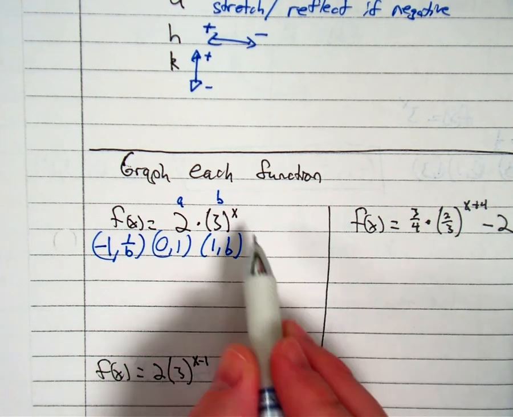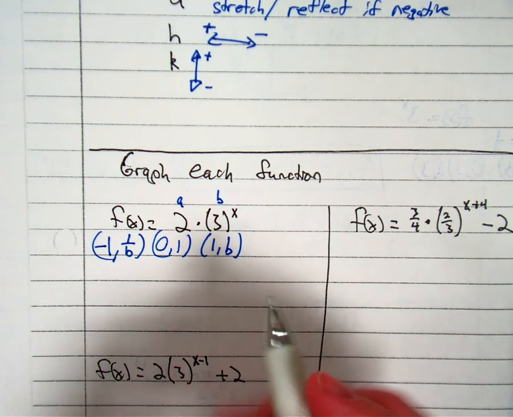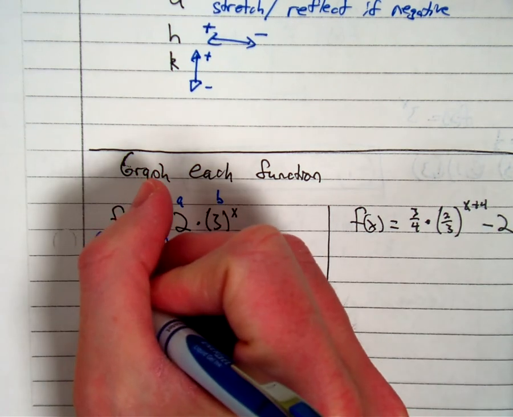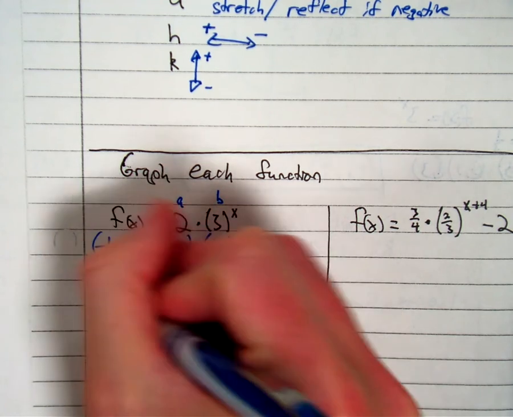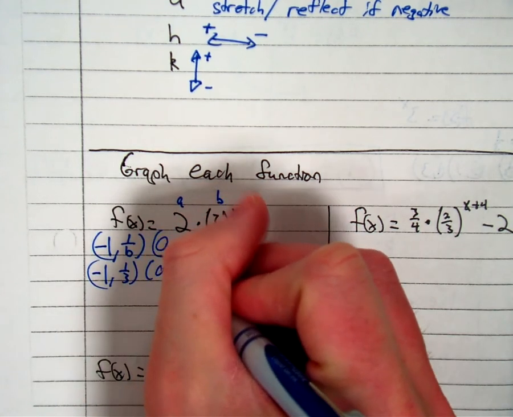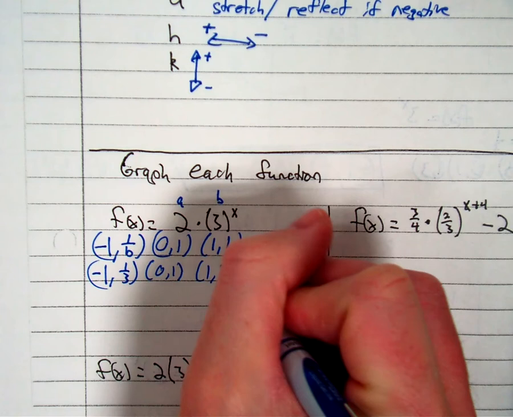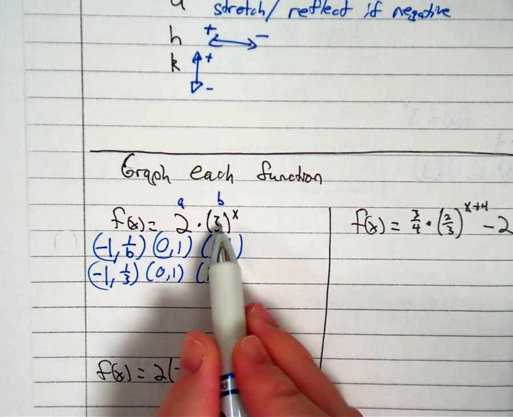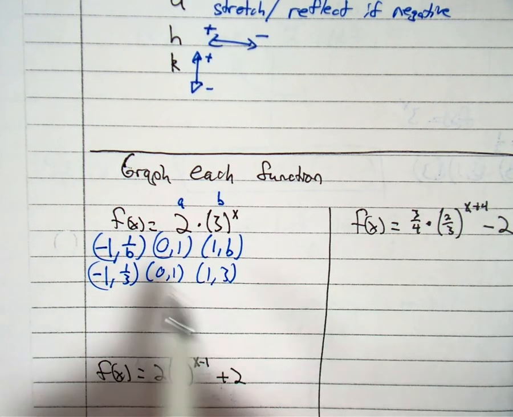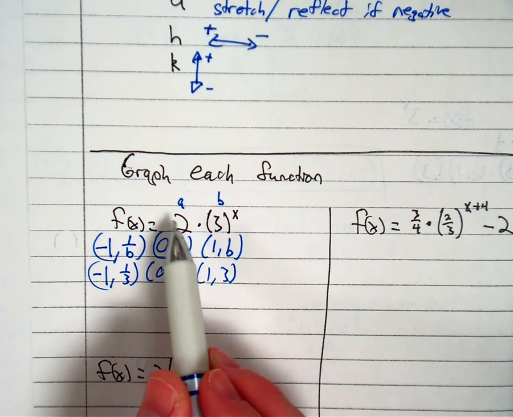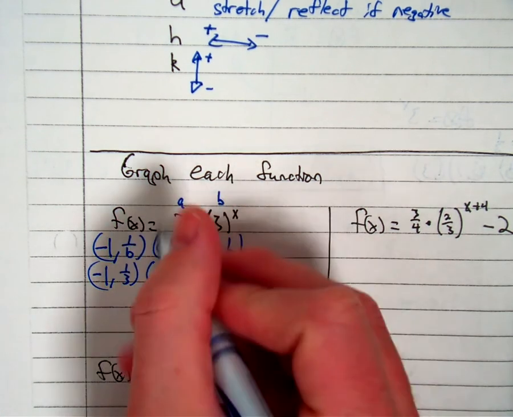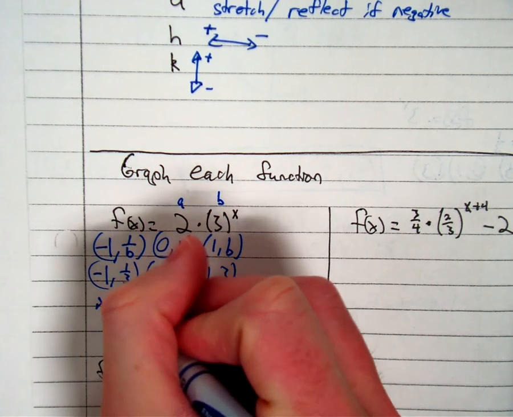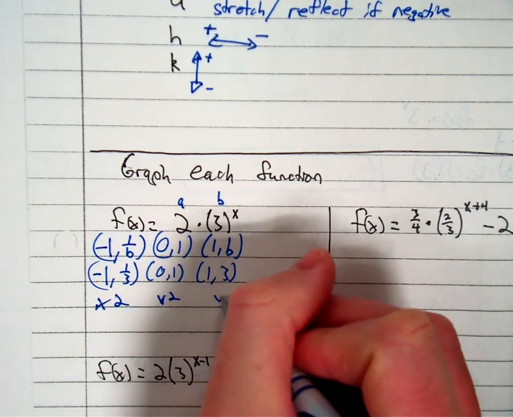Okay, so my b is 3. So I have -1, comma, 1 over 3; 0, comma, 1; and 1, comma, 3, just by putting the b number in. Okay? What about this times 2 in the front? It's going to stretch it out twice as much. Now we're going to multiply all of our y values by 2.